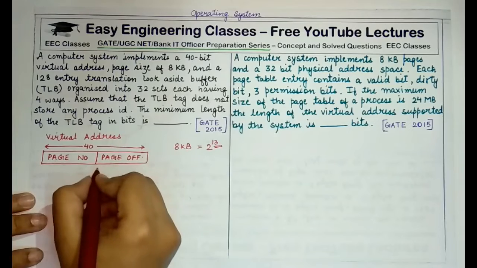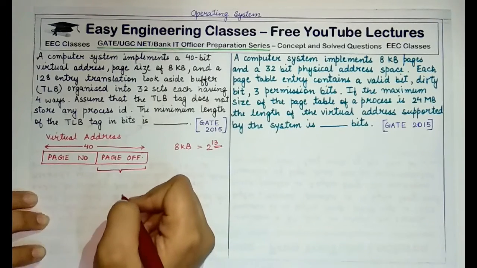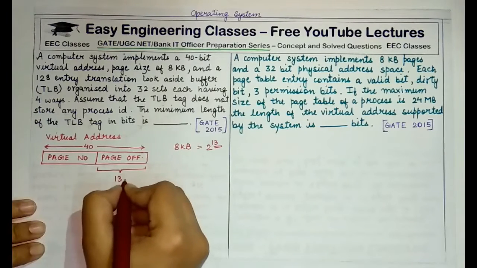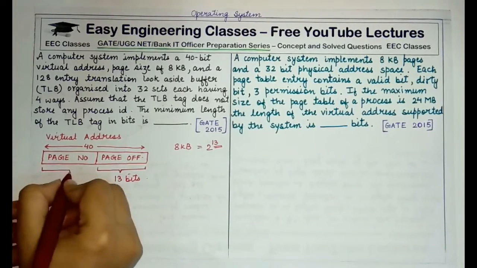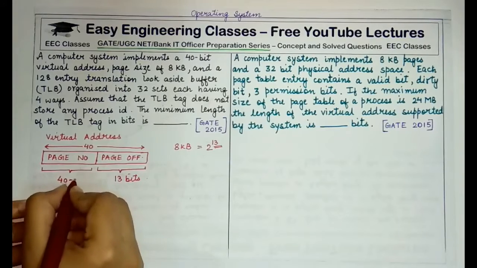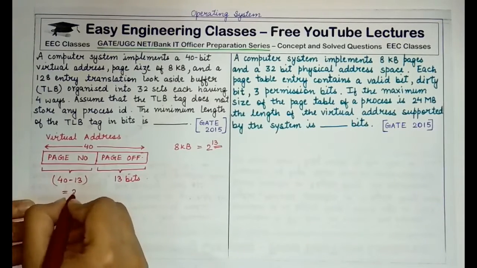So the page offset basically tells a single location within a particular page. To tell a particular location in a single page, we need 13 bits. Therefore, the total number of bits reserved for the page number field of the virtual address would be 40 minus 13, and this would come out to be 27.